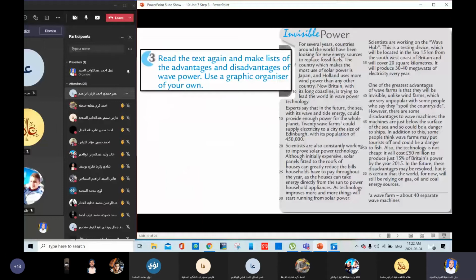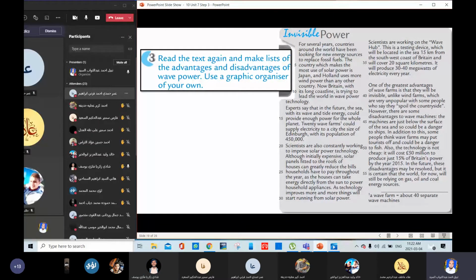A list or two lists. What are the advantages and the disadvantages of the wave power? Let's see. What are the advantages of the wave power? Shadi. Teacher, it's a clean source of energy. Yes, it's renewable. It doesn't cause global warming and pollution. So we can say it's clean. So the wave power is renewable. It's clean. It doesn't pollute the environment.